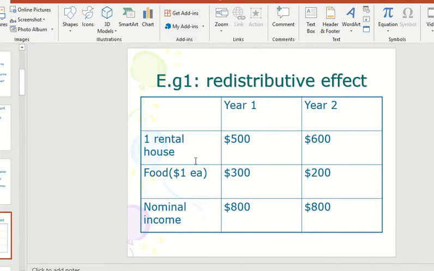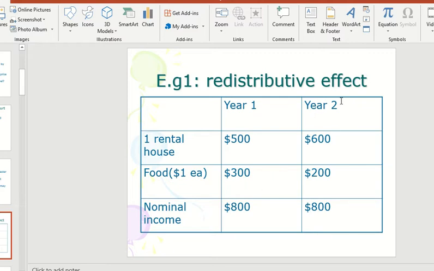Okay? So this individual has a nominal income of $800 per month. So in year one, he earns $800 a month, and he rents a house for $500, and each serving of food costs $1. So that means he gets to enjoy 300 servings of food. He spent $300 on food, so he gets to enjoy 300 servings of food.